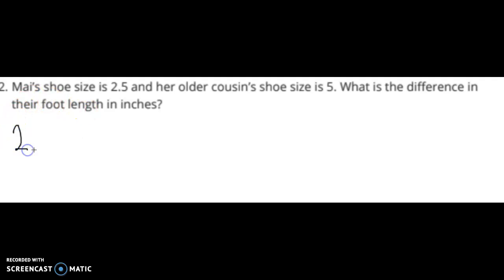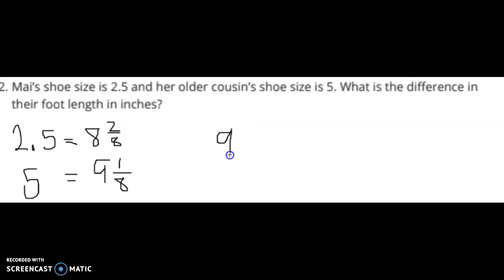So a size 2.5 is 8 2/8, and a size 5 is 9 1/8. So if we're trying to find the difference, you would take 9 1/8 minus 8 2/8.